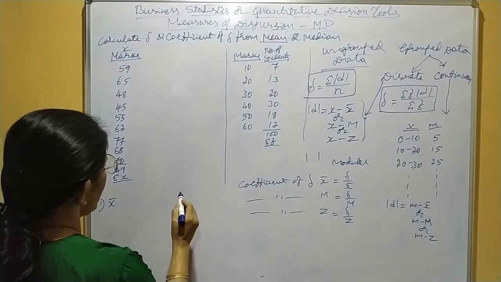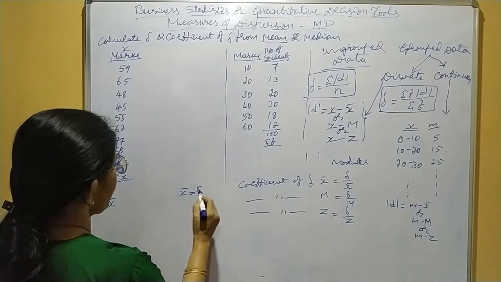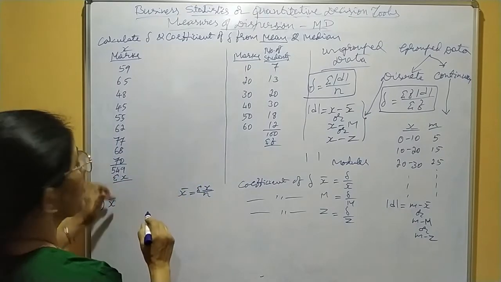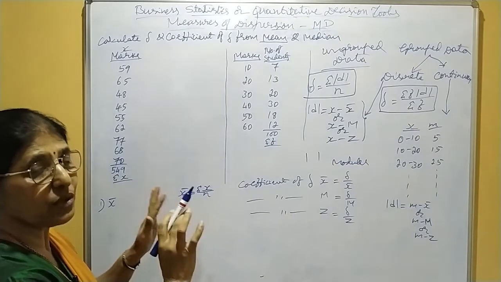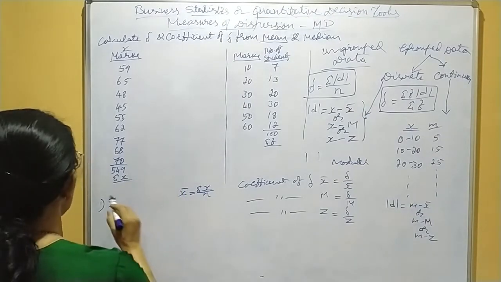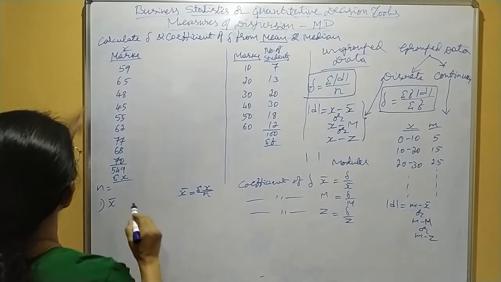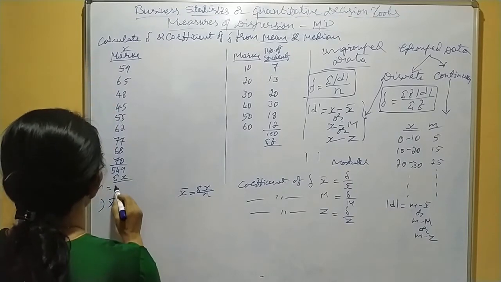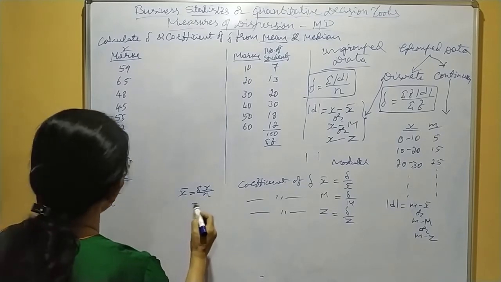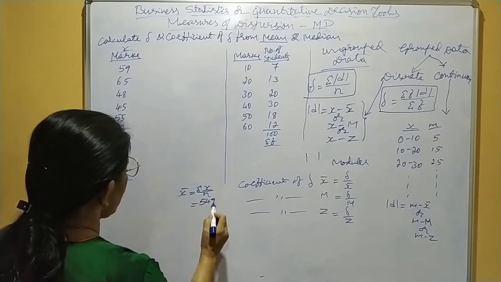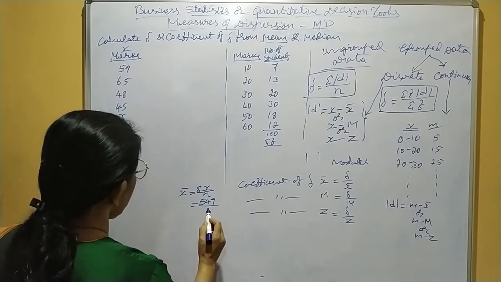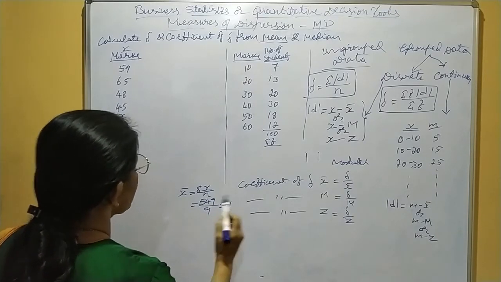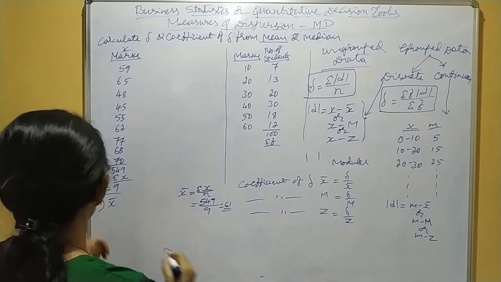Under ungrouped data, x bar equals, what is the formula? Sigma x divided by n. N, I have here taken the total. In the examination, the total is not given. You have to take the total. Next, n equals what? Number of observations. 1, 2, 3, 4, 5, 6, 7, 8, 9. Okay. X bar is how much? 549 divided by n. N is 9 equals 61.